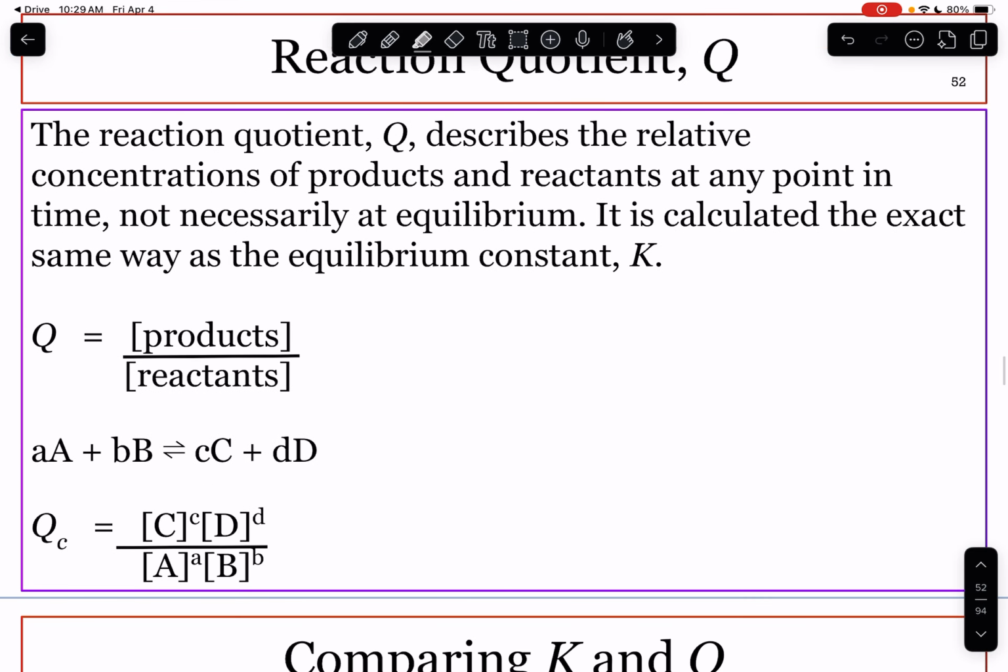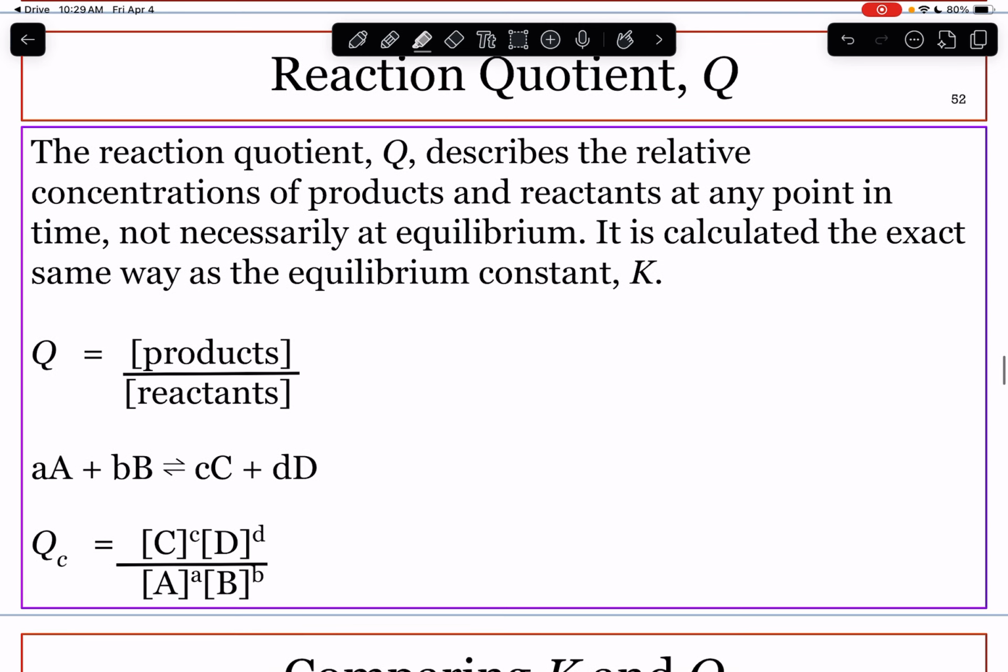When a system is no longer at equilibrium, the ratio of the concentration of products over reactants won't equal the equilibrium constant, K EQ, anymore. When we calculate the ratio of products to reactants not at equilibrium, we call this the reaction quotient, or Q. It is calculated the exact same way as an equilibrium constant K, but we call it a Q when the system is not at equilibrium, or if we just don't know if the system is at equilibrium or not.